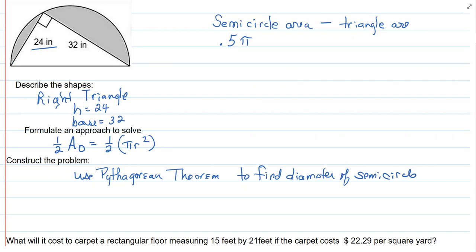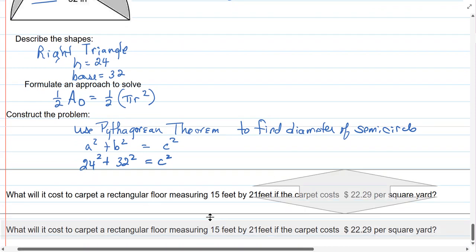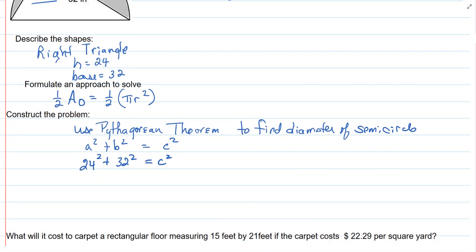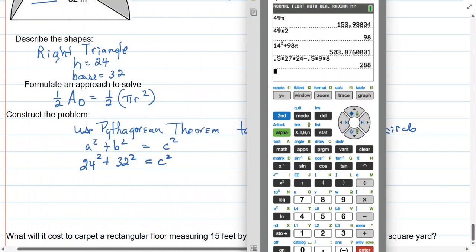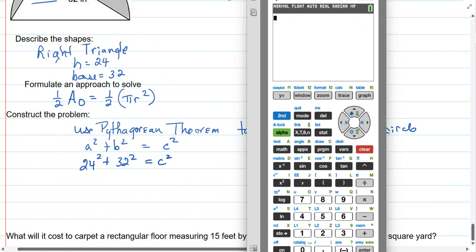So here we go. So we have the two legs, and we want the hypotenuse. So we're going to have 24 squared plus 32 squared equal to the hypotenuse squared. And then we're going to do the math. And I'll need my calculator. I'll move it over here. And I'll clear it. So I'm going to have 24 squared plus 32 squared and enter.